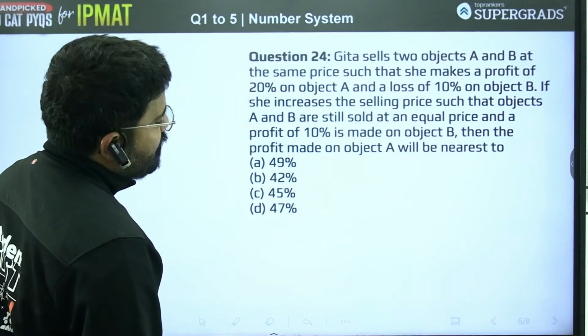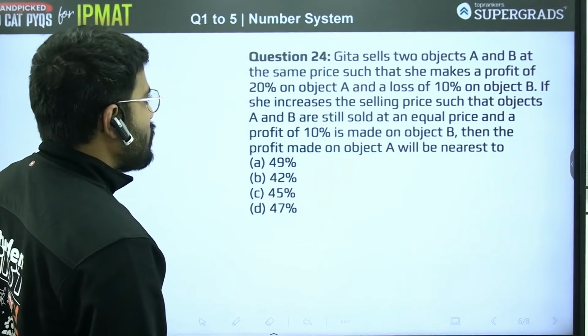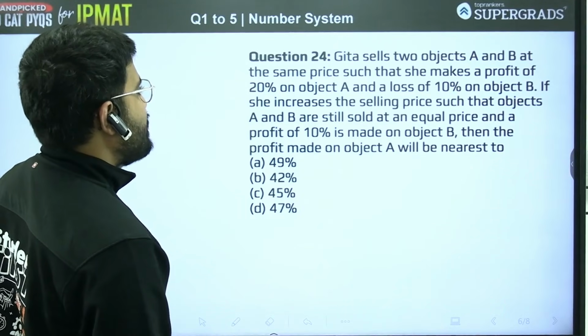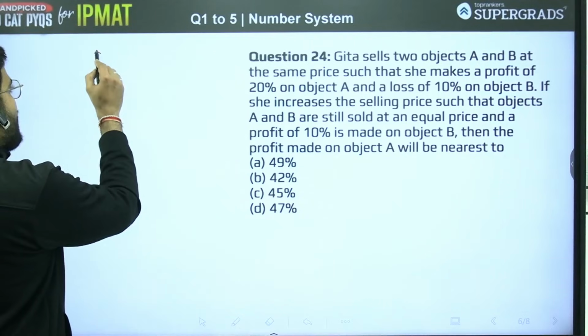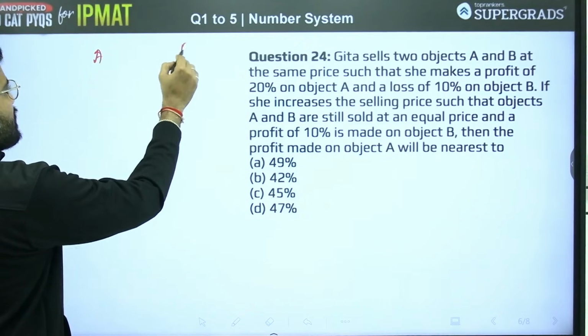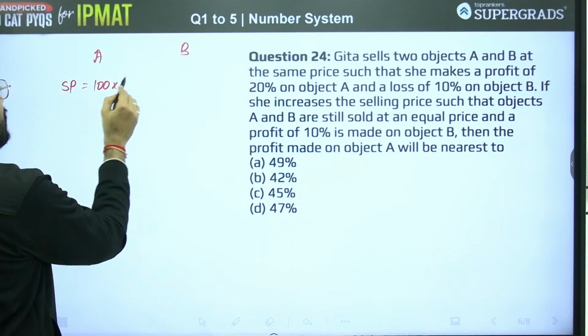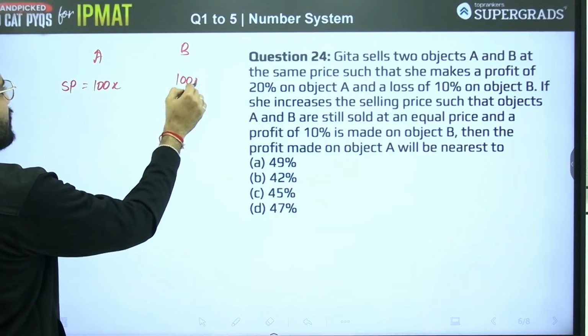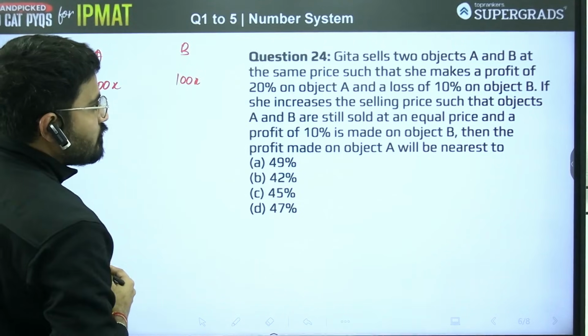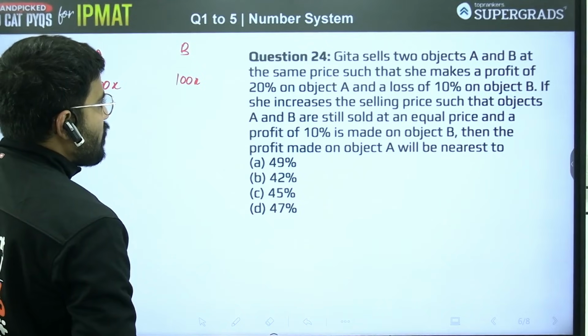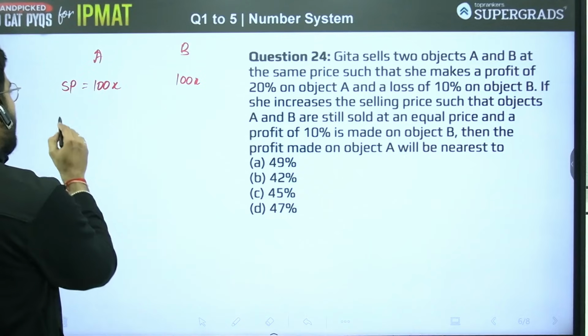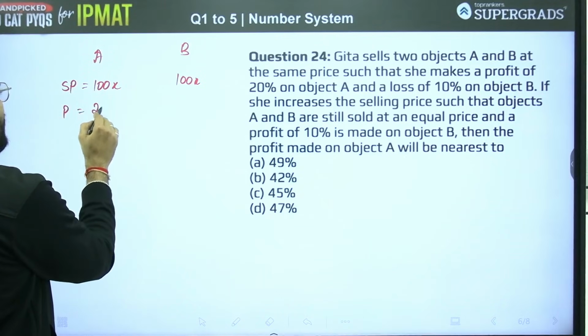So what happens? Let's look at it. Let's write down the points. Geeta sells two objects A and B at the same price. So the selling price of A, this is A, this is B. So if I talk about selling price, this is equal to 100x. This is all equal to 100x. Such that she makes a profit of 20% on object A. So profit is given as 20%.